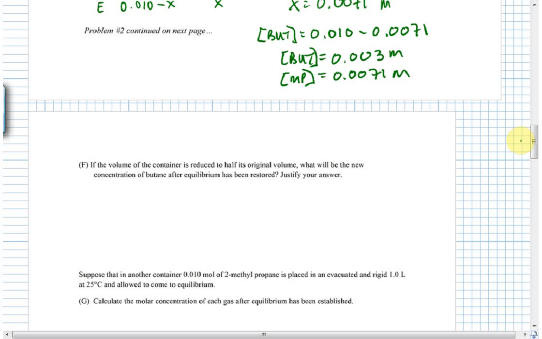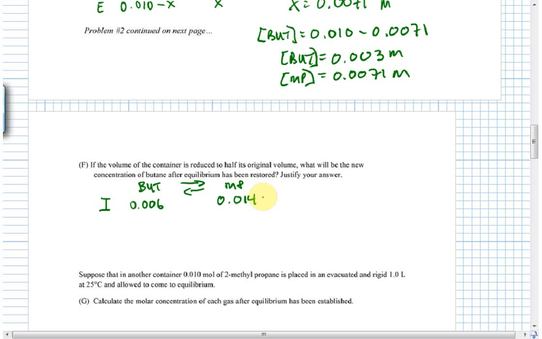If the volume of the container is reduced to half its original volume, what is the new concentration of butane? A couple ways to think about this. I have a system at equilibrium. I now am reducing its volume by a half. That means the concentration's increased by a factor of 2. So now I have a new set of initial concentrations. I can actually set up an ICE table. Butane, methylpropane. My new initial concentrations are going to be twice what they were up here. So now my butane is going to be 0.006, and my methylpropane is going to be 0.014 molar.